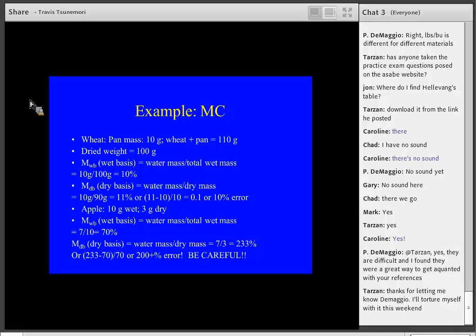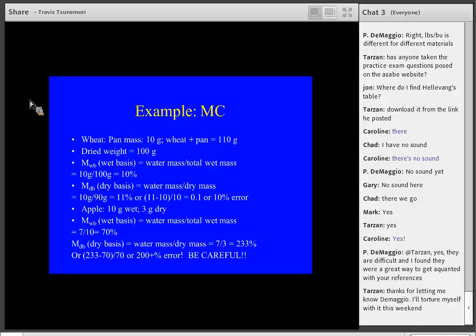Let's look at a wetter material. All right, 10 grams wet, 3 grams dry. Now our wet basis, well, that means it's 70% moisture content. 7 grams out of 10 were water, 70% moisture content. But our dry basis now, 7 was the water, 3 was the dry material. So we have a 2.33 or a 233% dry basis moisture content. Very different from 70%. Now we've got a 200+% error. We got a huge error. So be careful, and especially be aware that with wet materials, you have to be particularly careful. You will have a big error if you have a wet material.